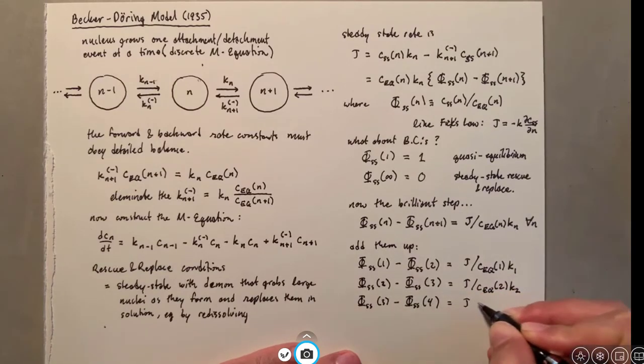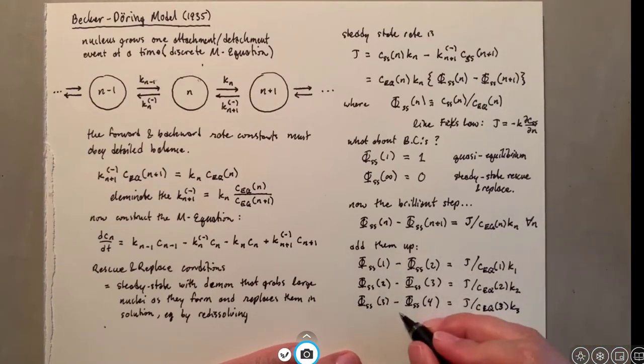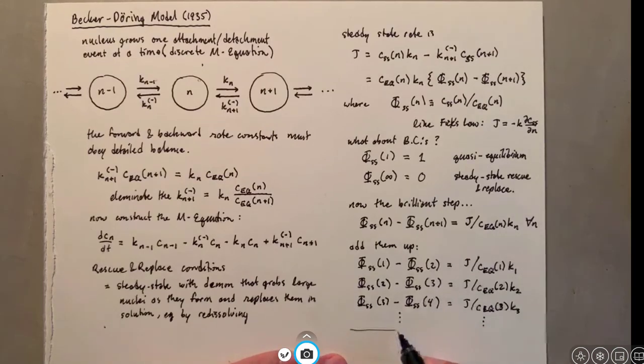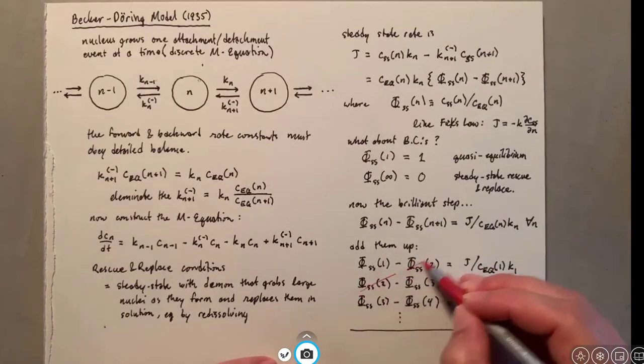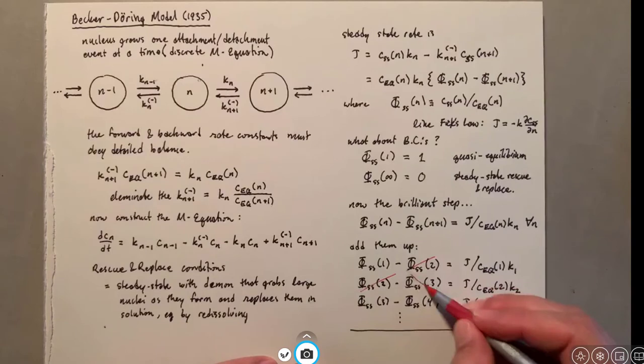Each time we get a term that looks like this. Okay, and we keep on going down. So what I'm going to do now is add all of these things up. And now, what's going to happen if I add all of these? I have a phi SS of 2 with a minus sign and a phi SS of 2 with a plus sign. So these two terms are going to cancel. And these two terms are going to cancel.